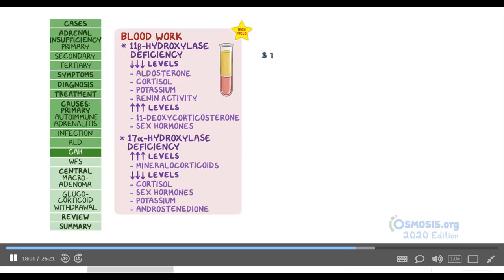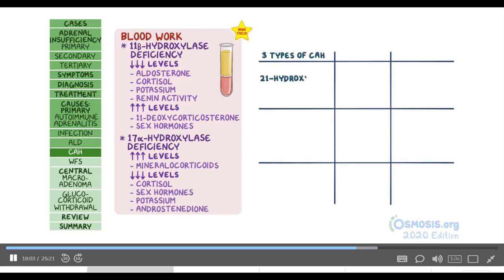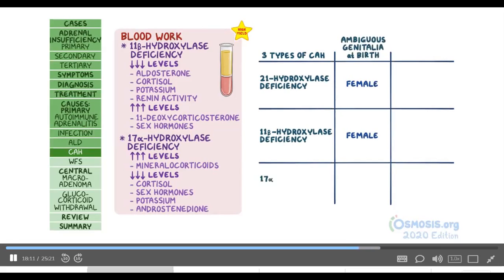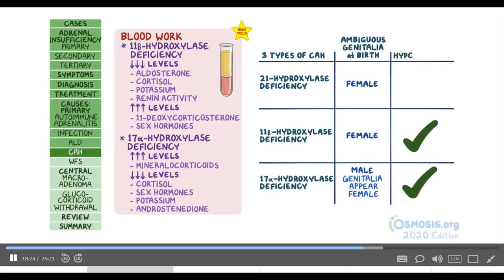As a quick summary of the three types of CAH, 21-hydroxylase deficiency and 11-beta-hydroxylase deficiency cause females to develop ambiguous genitalia at birth, while 17-alpha-hydroxylase deficiency causes males to have external genitalia that appear female at birth. 11-beta-hydroxylase and 17-alpha-hydroxylase deficiency both cause hypertension, but 21-hydroxylase deficiency does not.